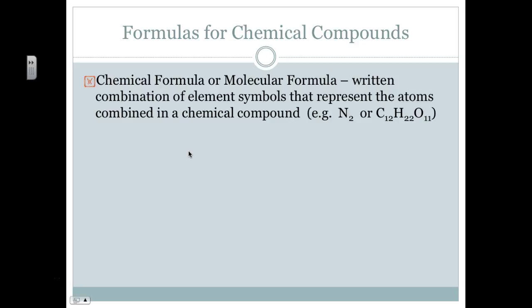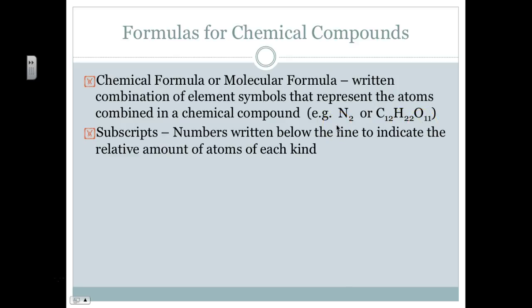A chemical formula or a molecular formula, basically it's a written combination of all the symbols that represent the atoms combined in a chemical compound, such as nitrogen, N2, or sucrose, C12H22O11. These little numbers right down here, the numbers written below the line, are called subscripts.